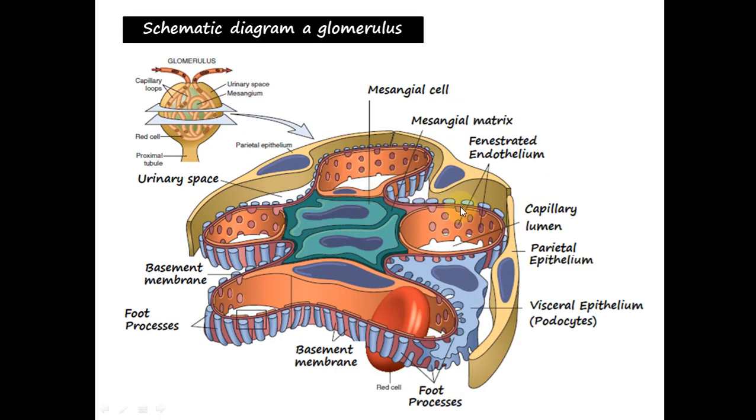Here we take a cut section of the glomerulus, and in this picture we can see the glomerular capillaries, which lie in the mesangium surrounded by the mesangial cells. These mesangial cells are specialized, contractile cells, and they are phagocytic cells. If any antigen or foreign body enters this region, these mesangial cells have the capability to ingest the foreign agents, and they form the mesangial matrix.